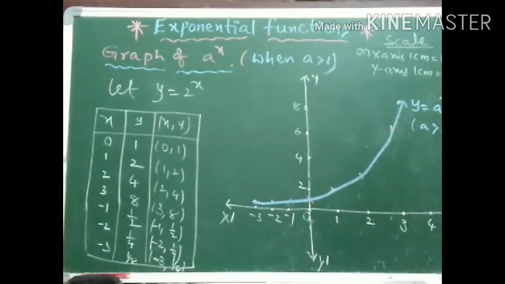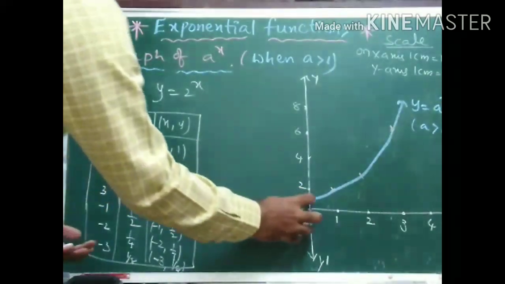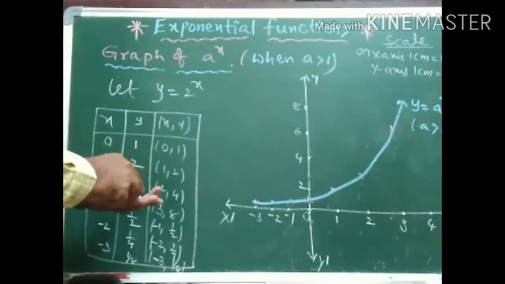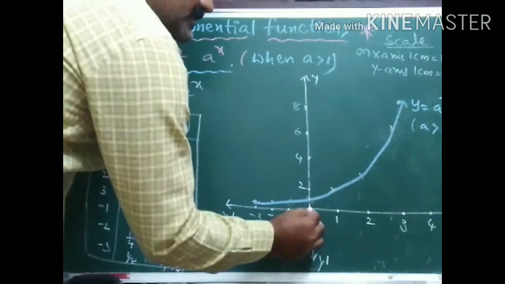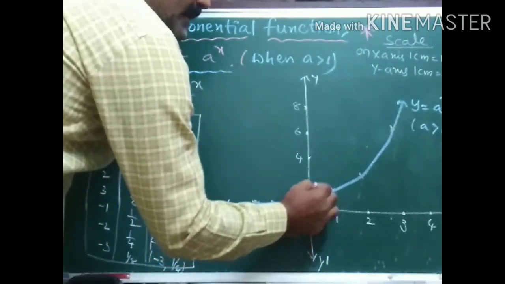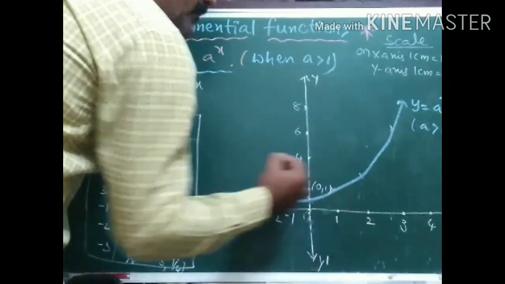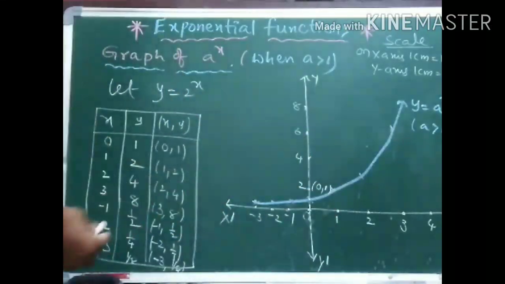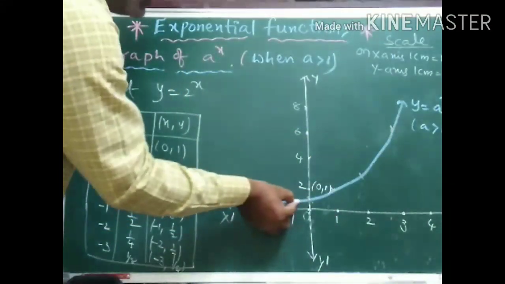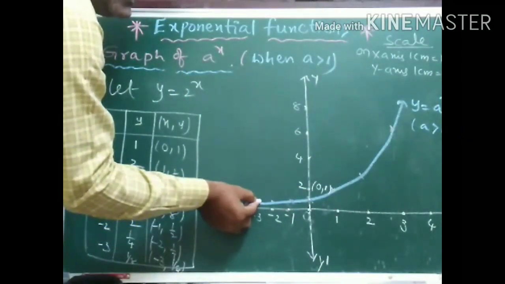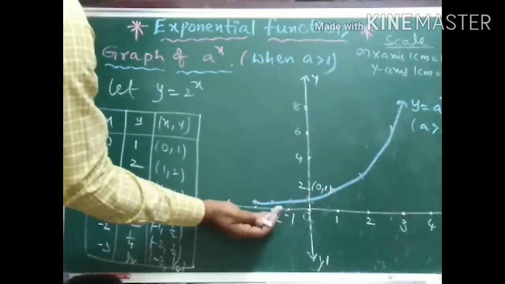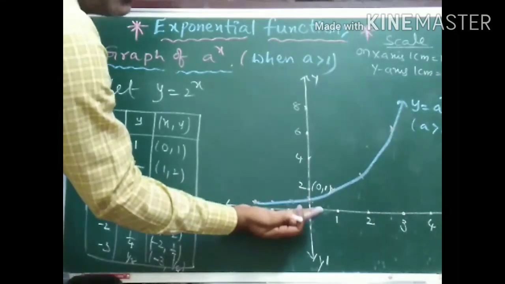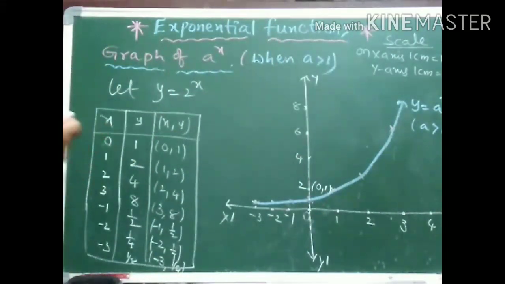Okay, and this graph intersects the y-axis at 0 comma 1, isn't it? So where it is intersecting the y-axis, the x coordinate is 0 and the y coordinate is 1, 0 comma 1. So see, it's coming very close to 0, but it never touches or never intersects the x-axis. The entire graph always lies above the x-axis only.